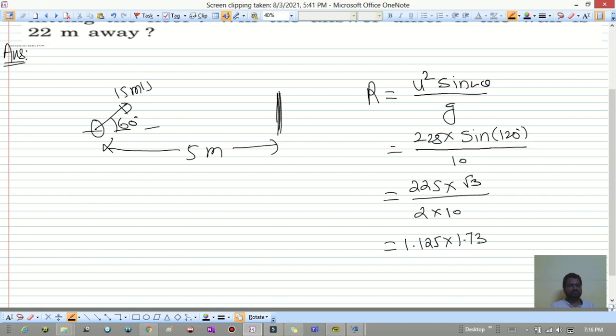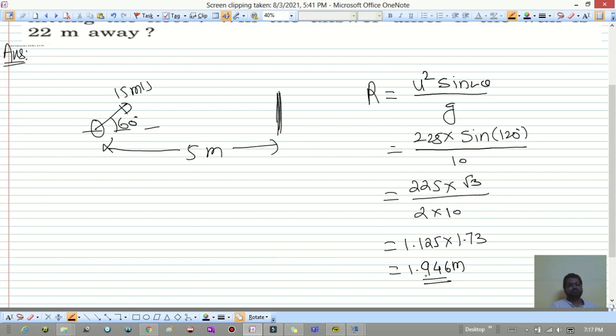So if I just multiply this, just a minute. Yes, so it is 1.125 into 1.73. You will get it is 1.946 meter. So this is the range which we have, we can say, right?